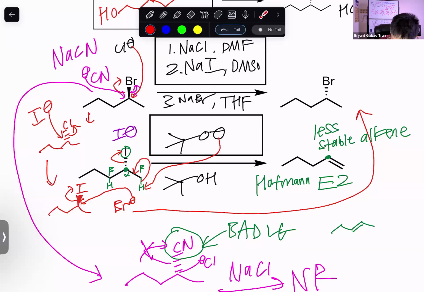So a bulky base will go for the most available beta hydrogen, the one with the least steric hindrance, the one with the most space, to make the double bond and kick out the leaving group at the same time. If we used a small unhindered base, then it would be able to reach the more sterically hindered one to form the more stable double bond. But in this case, we're using a bulky base, which gives us the less stable double bond here. Any questions on that part?